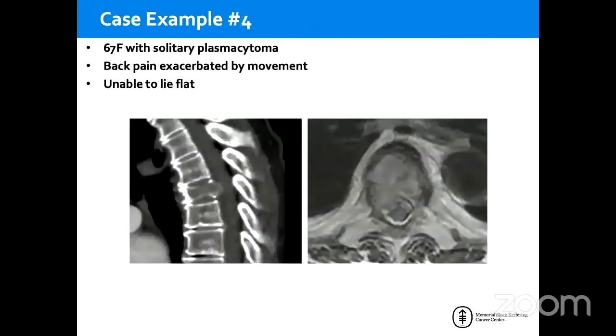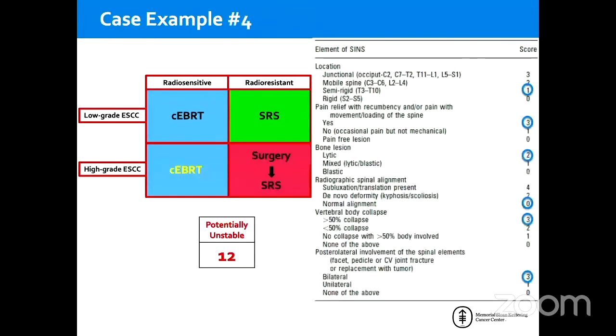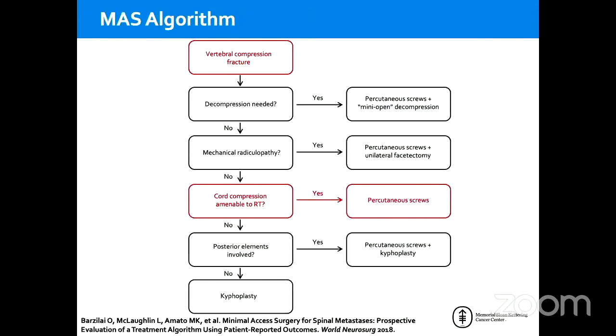Slightly different flavor of tumor. This is a plasmacytoma, 67-year-old woman. She has mechanical instability, unable to lie flat due to the fracture, and she has epidural extension. So the tumor itself can be treated with radiation. That's not our problem. But she is unstable. She has symptoms of mechanical instability, so requires stabilization.